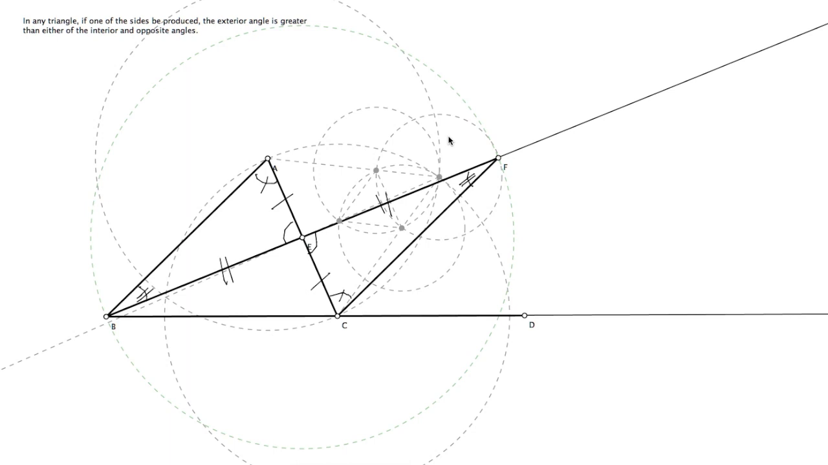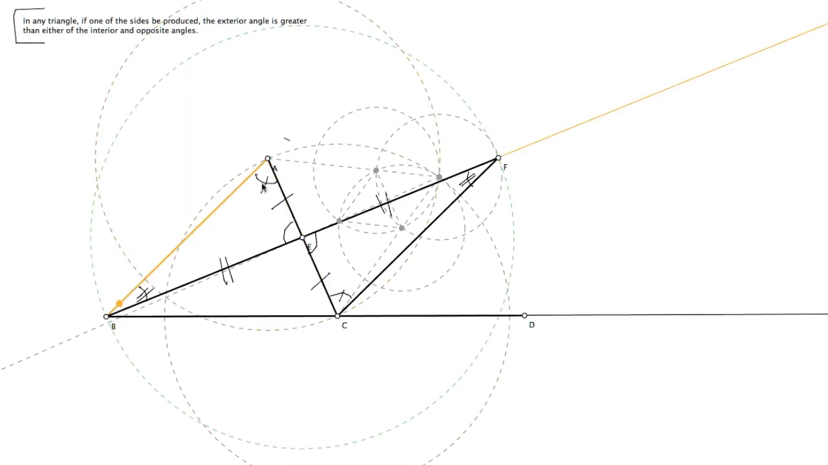But the interesting thing that we've proven at this point is, because the angle here at A is equal to the angle at C, this means that the whole angle ACD is larger than the angle at A. So we've proven one of the things that we set out to prove originally, that in any triangle, if one of the sides be produced, that's going to be BC produced to D, the exterior angle, that's ACD, is greater than either of the interior and opposite angles, which means that ACD is greater than the interior and opposite angle A.